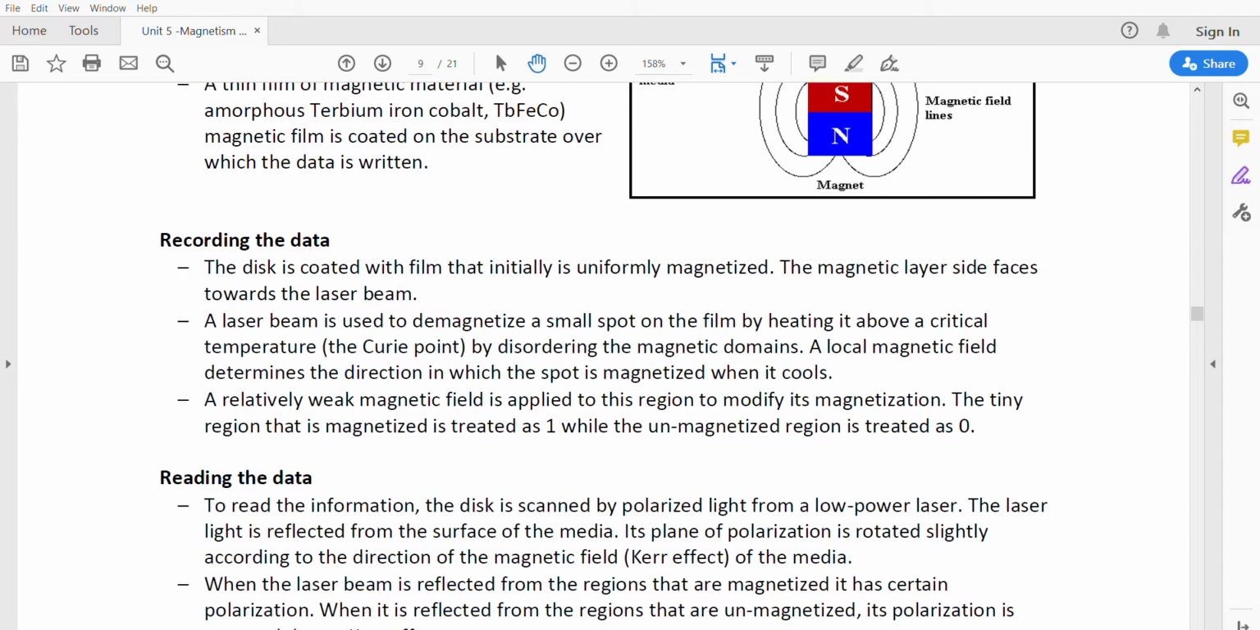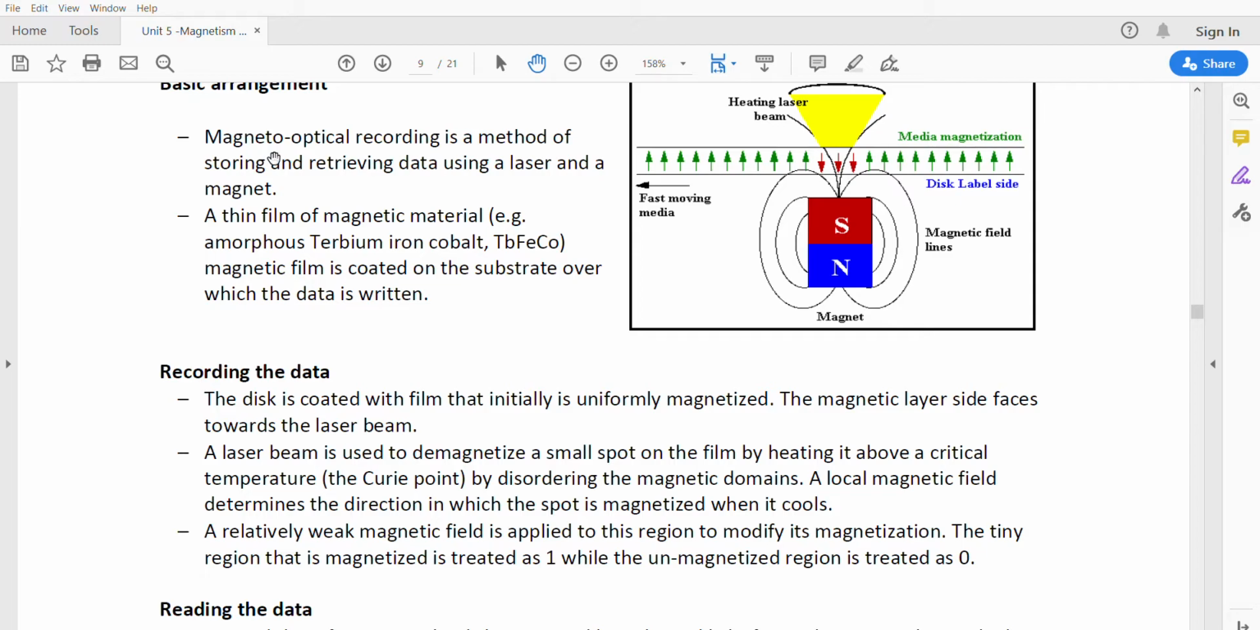Here the disk is coated with film and initially uniformly magnetized. The storage medium is coated with a film which can be uniformly magnetized. The magnetic layer side faces towards the laser beam. Here the laser beam is incident on this storage medium from one side. The laser beam is used to demagnetize a small spot on the film by heating it above a critical temperature. We know that after a critical temperature, any magnetic material, whether it is ferro or para, will demagnetize; that is said to be the critical temperature.